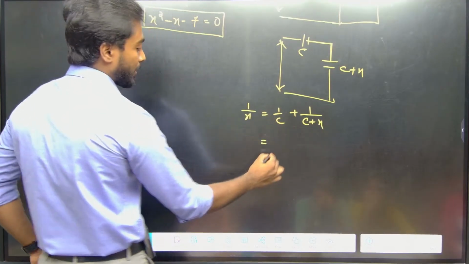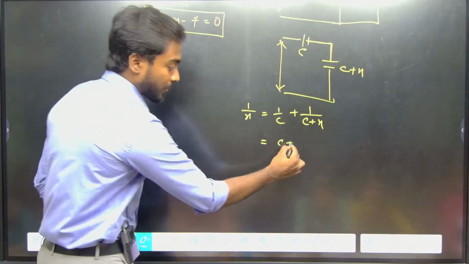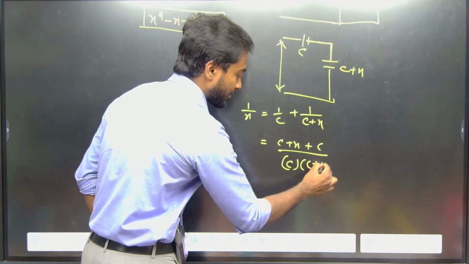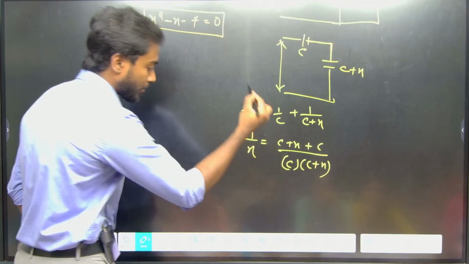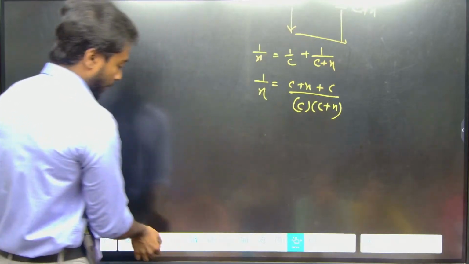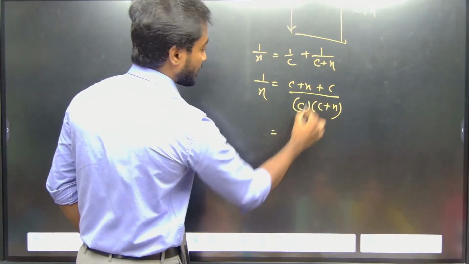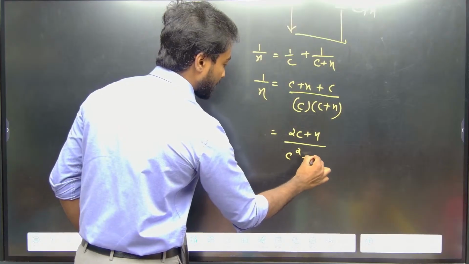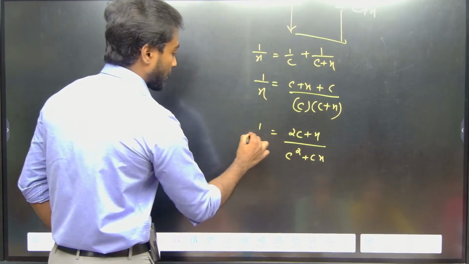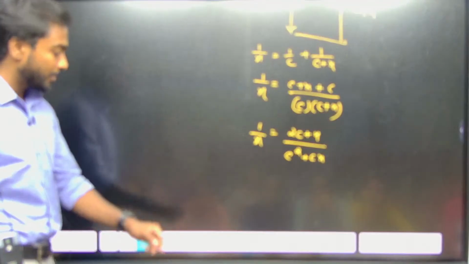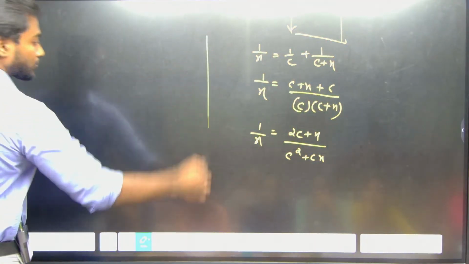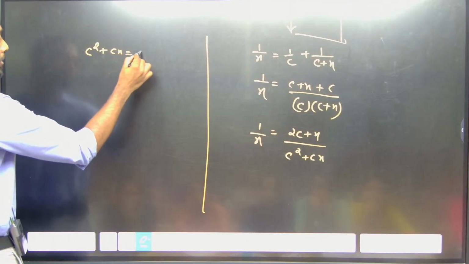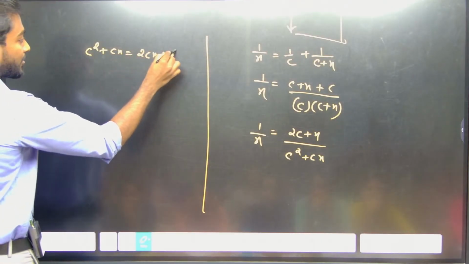So cross multiply these two things, C plus x plus C divided by C times of C plus x equals to 1 by x. So what happens this one? 2c plus x divided by c square plus cx equals to 1 by x. So cross multiply the things, what I will get? C square plus cx will be equals to 2cx plus x square.